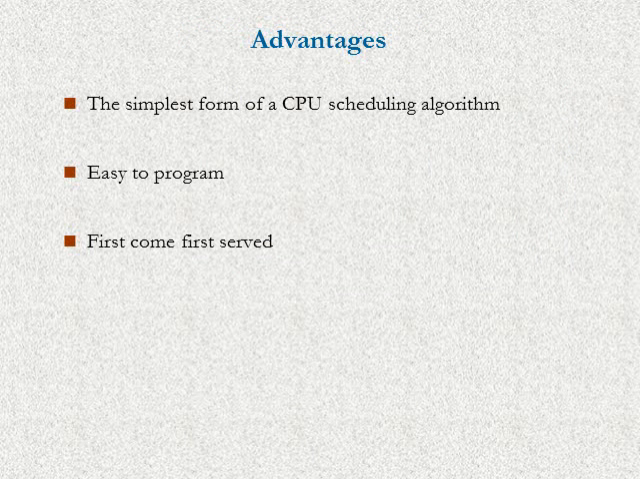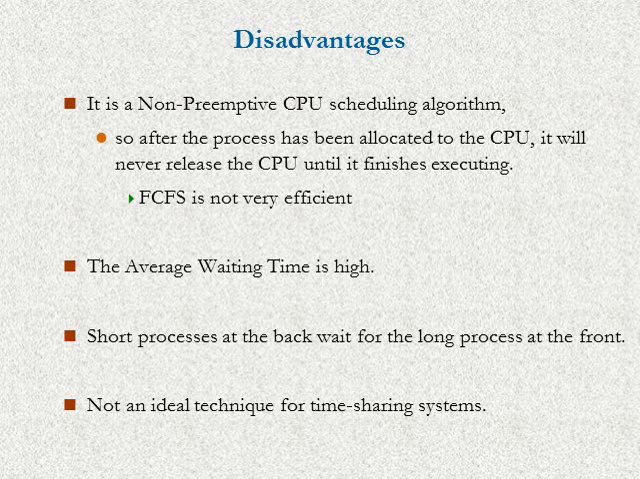The main advantage of the first come first serve scheduling algorithm is its simplicity. It is quite easy to understand and it is quite easy to implement. So this is one of the simplest CPU scheduling algorithms. Besides its simplicity, first come first serve also has some disadvantages. The first one is its non-preemptive nature. As you already know, in non-preemptive algorithms, once a process is allocated to the CPU, it remains there unless it completes its execution. So due to this reason, first come first serve is not very efficient.